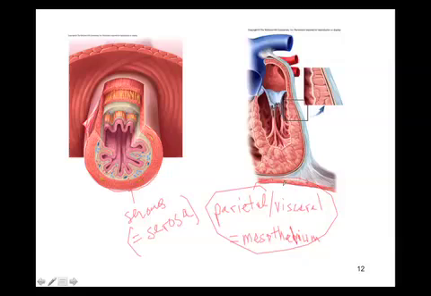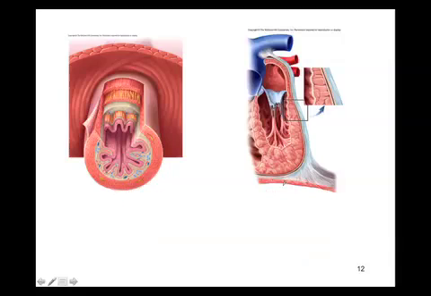Now this here is a picture of the heart. It's showing us the parietal and visceral layers of the heart. This layer right here is the visceral pericardium. And this layer here, actually I can show you here. This is a close-up. This layer here is the visceral. This pink layer here is the parietal. And there's a little space in there, and that space is filled with serous fluid.